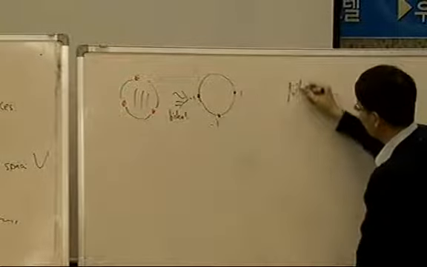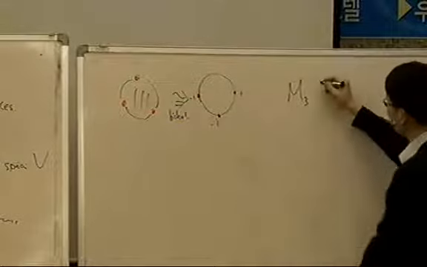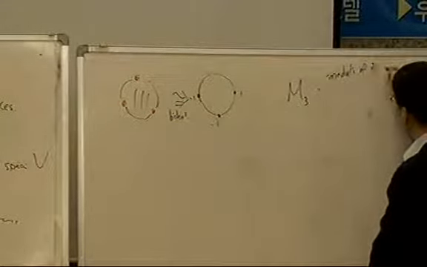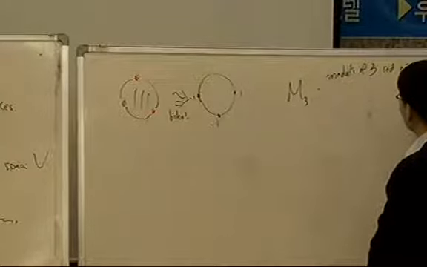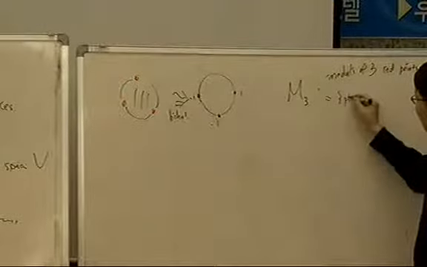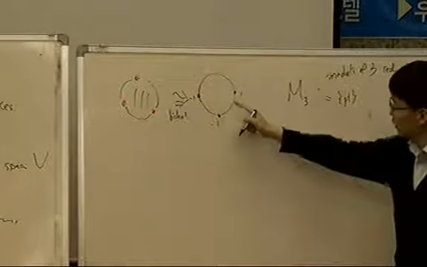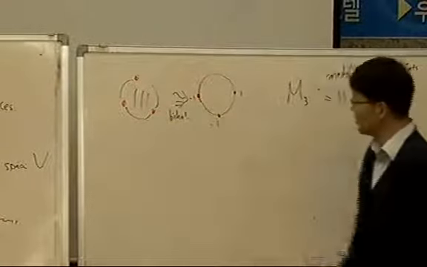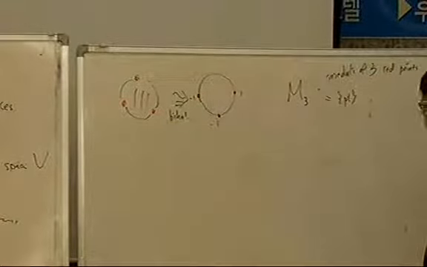So if you call this M3, the moduli of 3 red points, then this would be just a point, because any configuration can turn into a fixed configuration. So it's just a point.